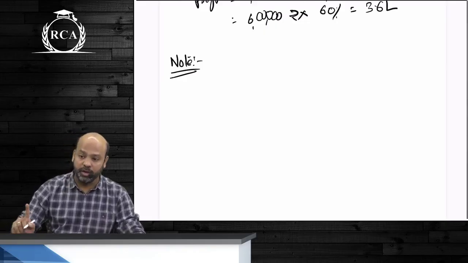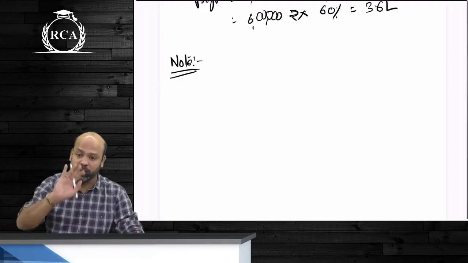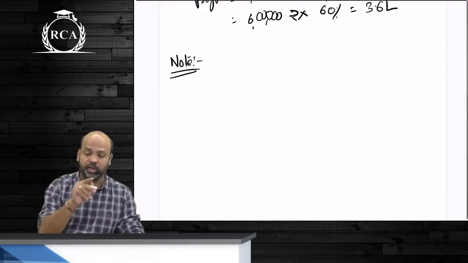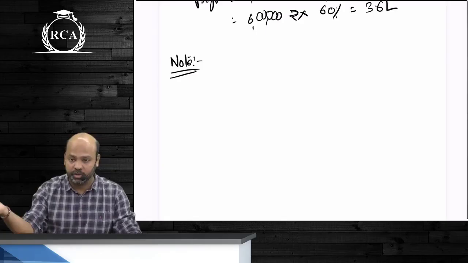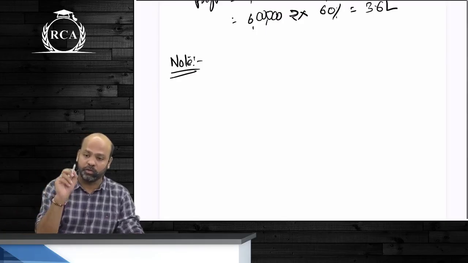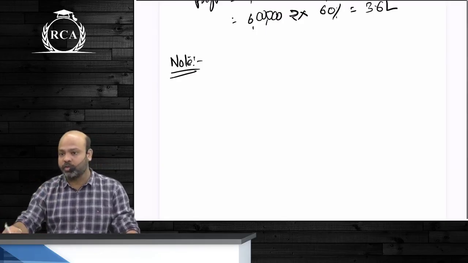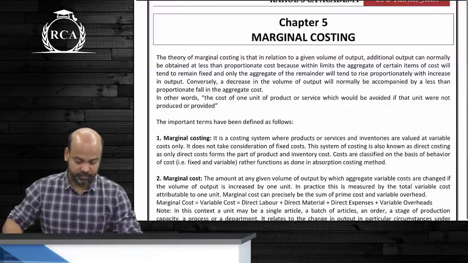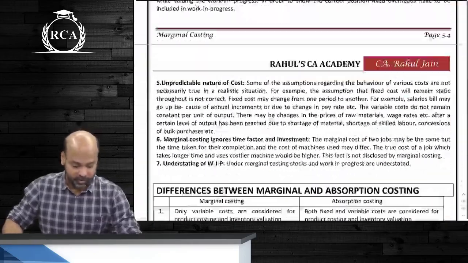Fixed cost will always be written on a totality basis. Doesn't matter how the information is given. If they give fixed cost per unit, you convert that into total fixed cost. If they give total variable cost, you convert that into variable cost per unit.